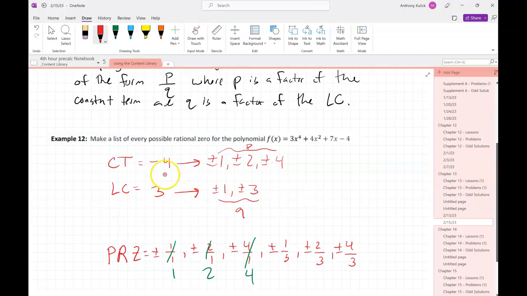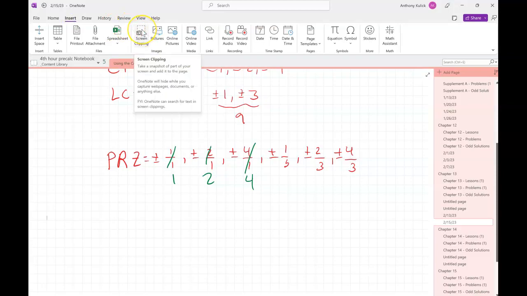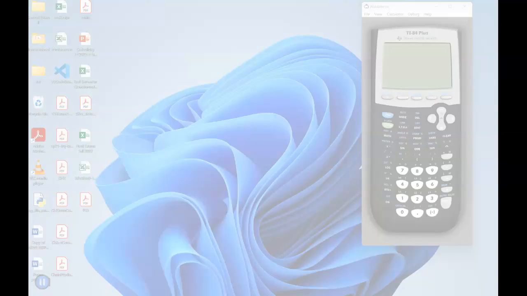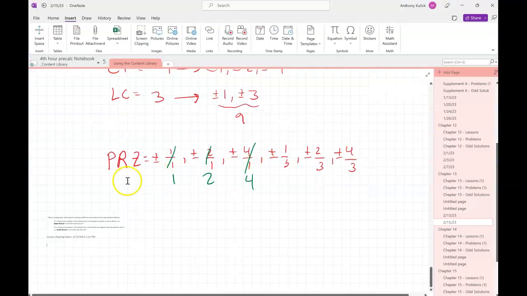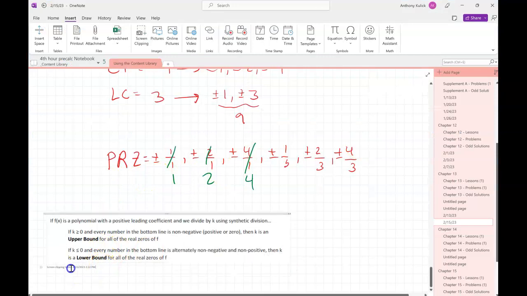So that's how we use the rational roots theorem. We'll circle back to that in a second. There's another theorem that's going to be helpful to us. And I'm going to just screen grab this because it's kind of long, and it's just too much writing for me.